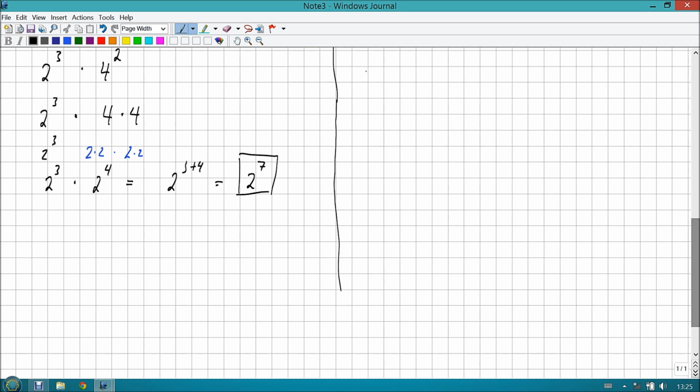So the other trick is, if the bases don't match, try to get them to match.